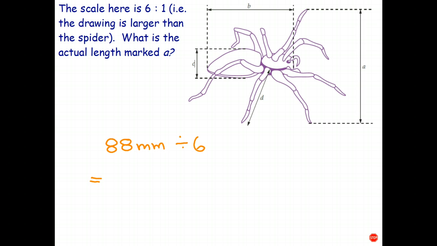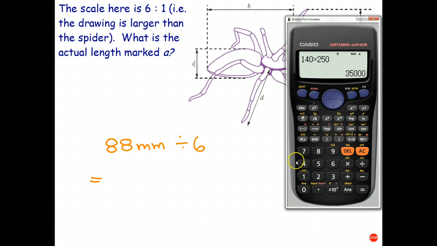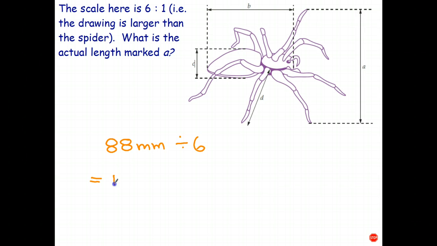And 88 divided by 6. Let's do that on our calculator. 88 divided by 6. And 14.66, probably the nearest millimeter is going to be accurate enough, so let's call that one 15 millimeters. So going from your scale drawing to working out actual lengths is pretty easy. Just get out your ruler, measure the scale length that you're interested in, and then just multiply, or in this case, divide by the scale factor.